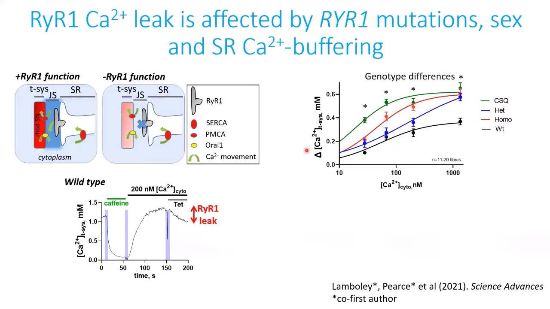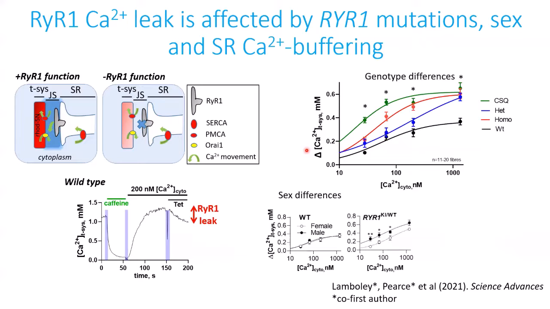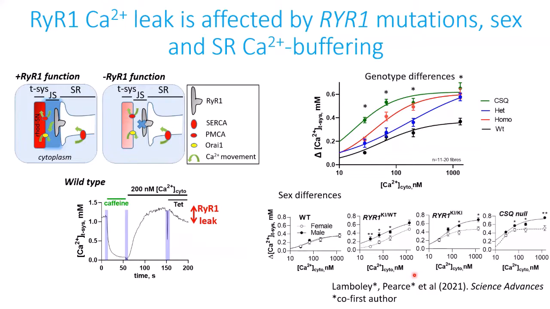This data here is collected from male and female mice. If we separate them, we couldn't see a difference with this assay in the wild type. However, in the heterozygous, we could see that the males were leakier than the females. This was the case also in the homozygous and in the calsequestrin null.